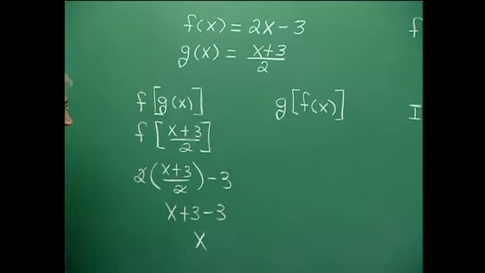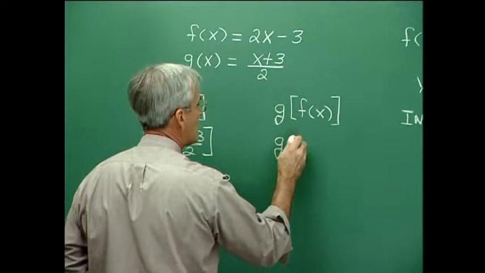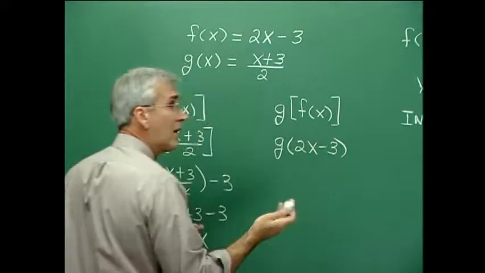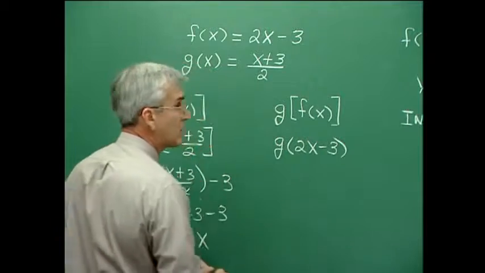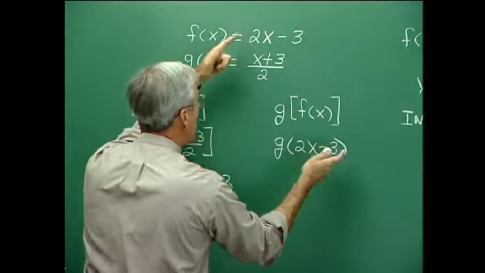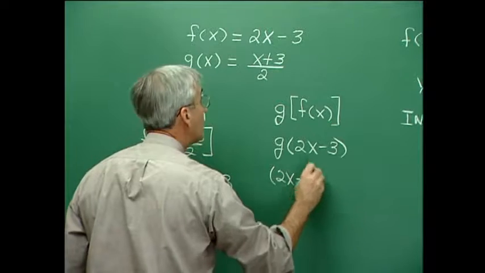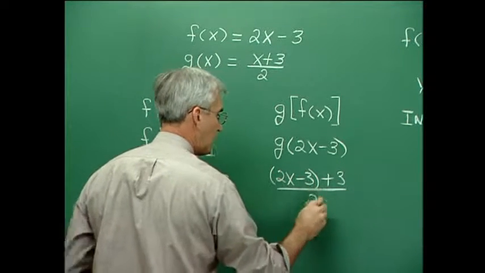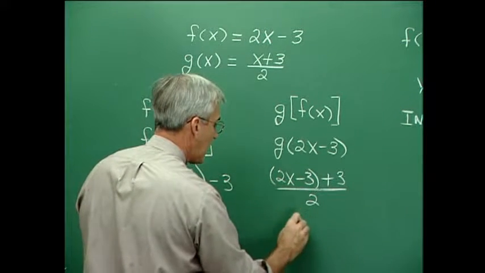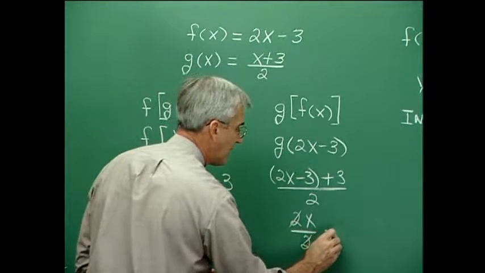Interesting situation. Here we're putting f into g. This is g of whatever f of x is. Well, f of x is this expression 2x minus 3. Now this says in the g function, replace x with 2x minus 3. So we're going to take this expression for the g function and replace that x with this binomial. So it'll be binomial plus 3 over 2. Now when I drop parentheses in the numerator, minus 3 plus 3 go out, and we have 2x over 2. Now the 2's go out, and we have x.